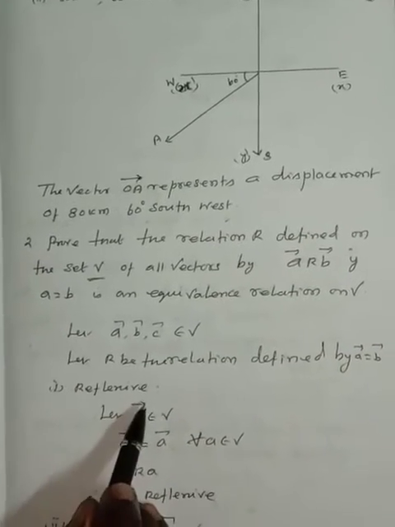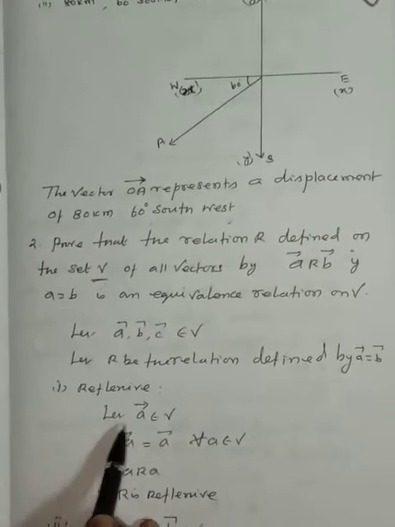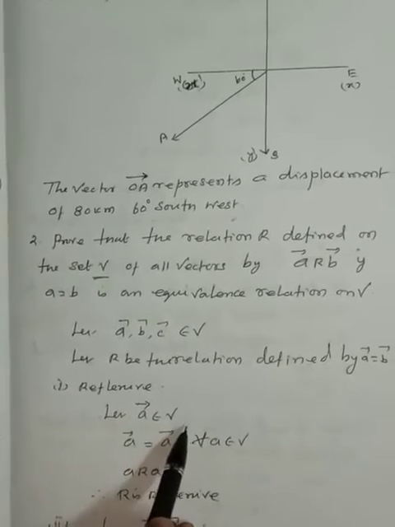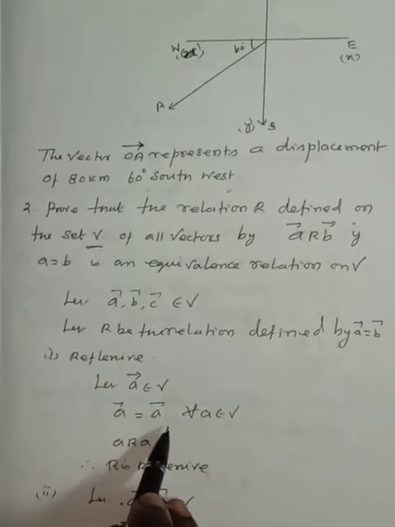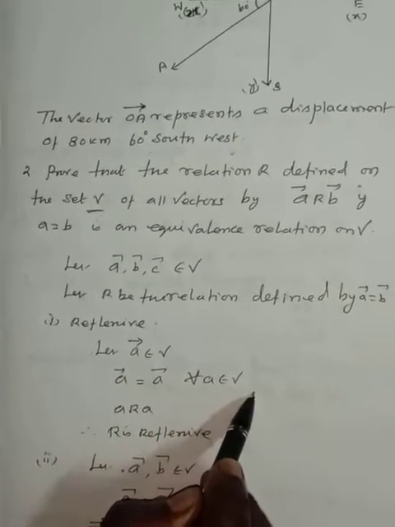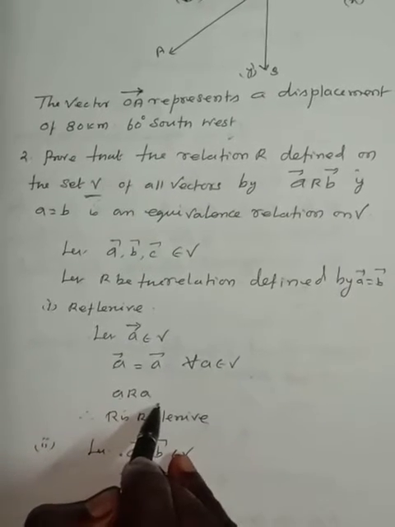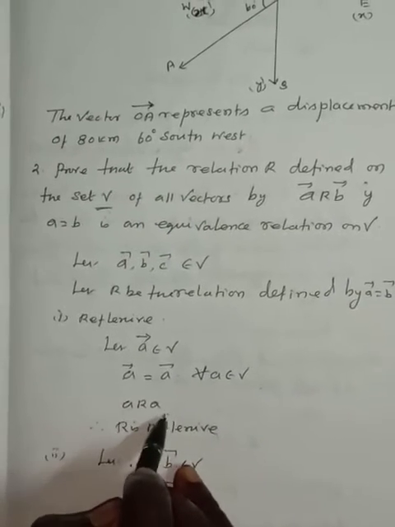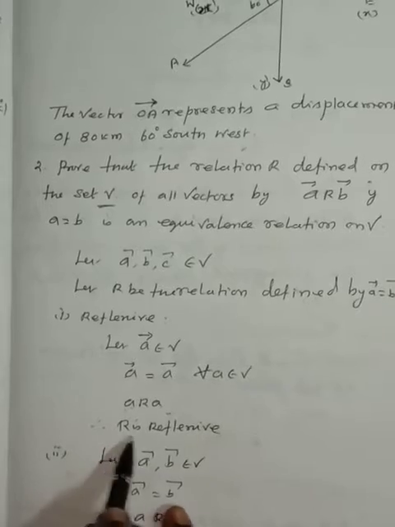Number 1, reflexive condition. Let vector A belong to V. We know that vector A is equal to vector A for all A an element of V. So A is related to A. A is related to A means R is reflexive.